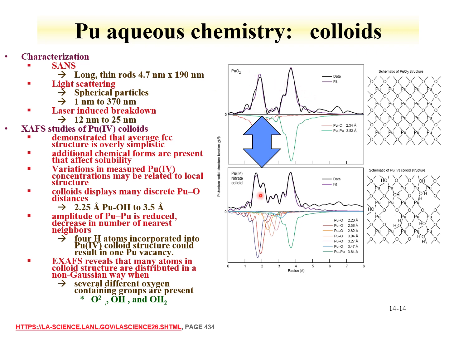And then if we look at the plutonium colloid structure, we see that there's a number of peaks between the plutonium-oxygen and plutonium-plutonium bond distances that are measured by XAFS. In the colloid system, these additional peaks are indicative of added plutonium-oxygen bond distances.